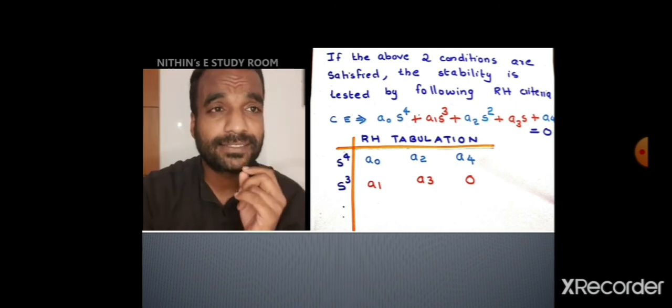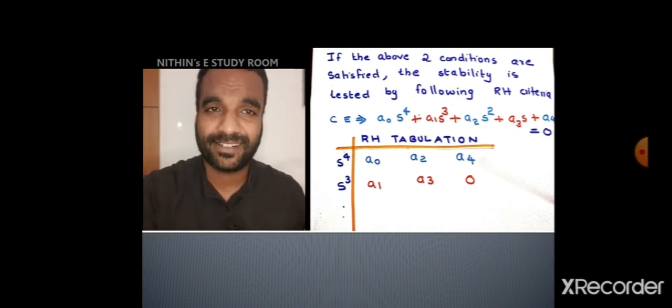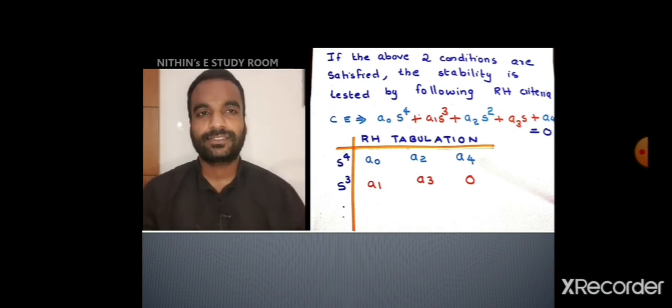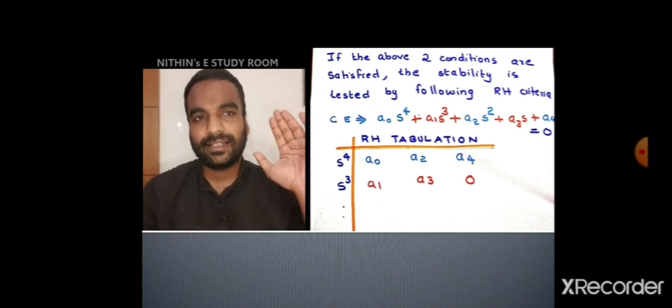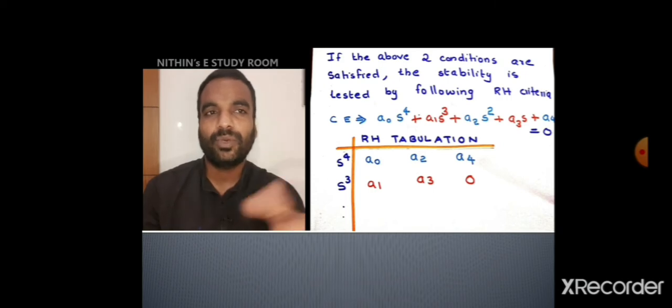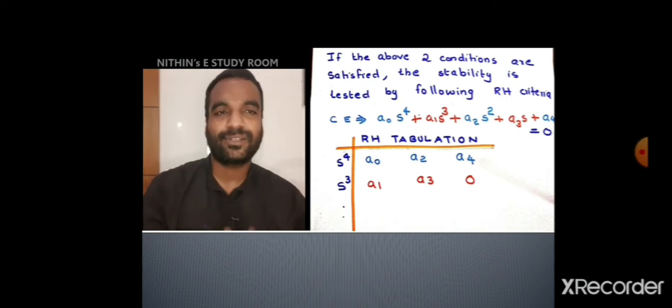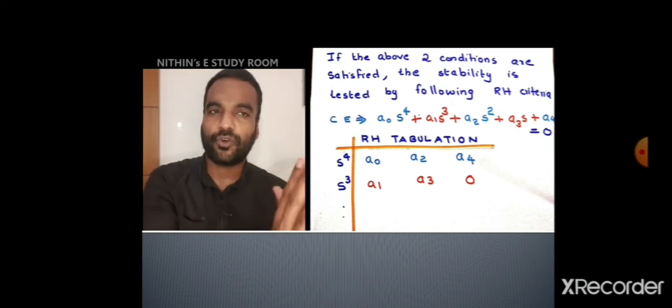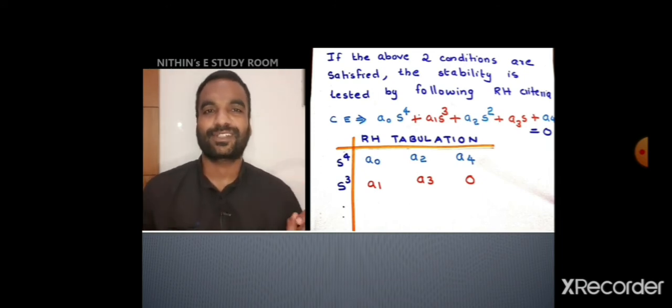Okay, now check the characteristic equation. I have written some in blue color and some in red color. That is the first point. A0 S raised to 4 is written in blue and I wrote A1 S cube in red, and again A2 S square in blue, A3 S in red. That alternating combination of degrees is required for us.